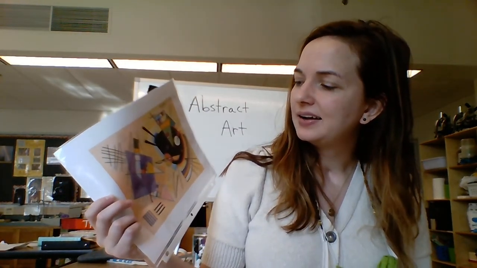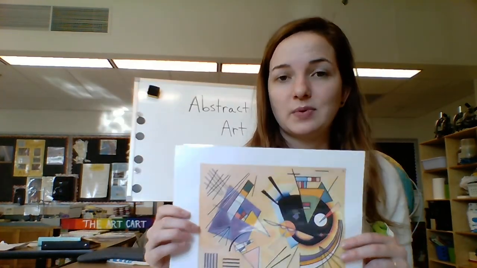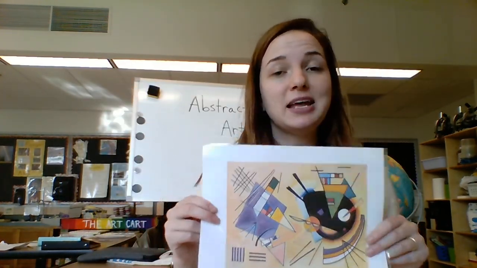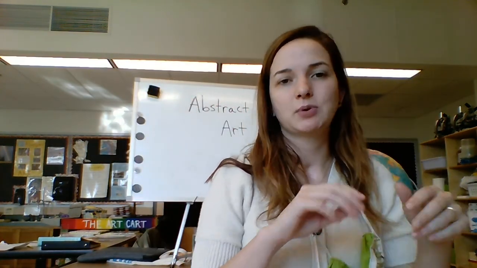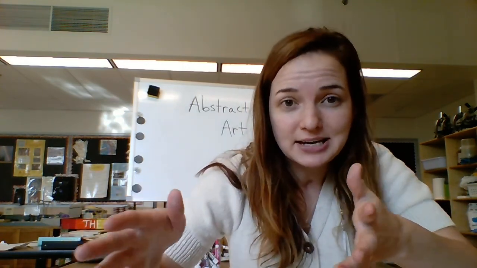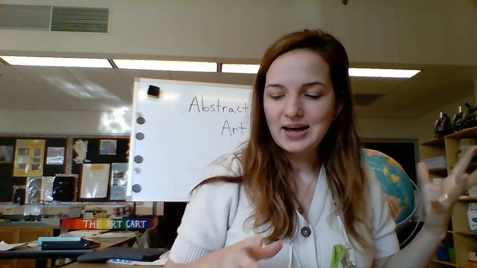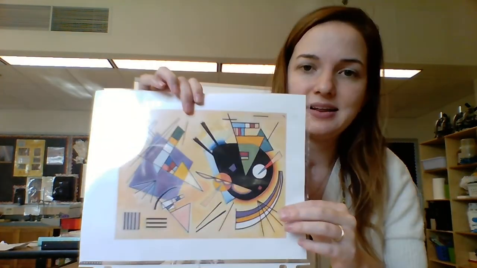But the biggest part of making your abstract non-representational art is the only rule: as long as you're not making something that shows an object, a person, an animal, a building, that kind of thing. You're just making it non-representational. So it's just lines, shapes, that kind of thing. You're not trying to actually build anything with it.